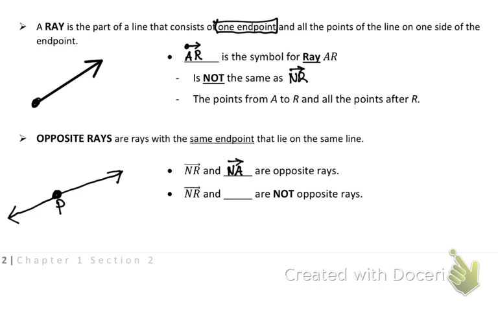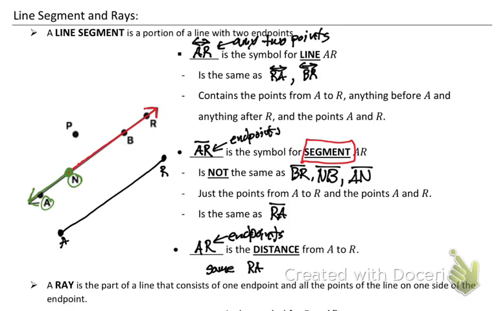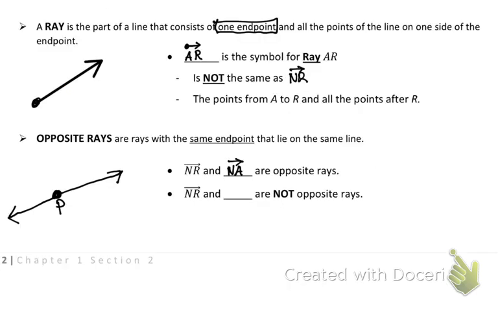I'll note that it has to have the same endpoint. So if you say NR and let's say, I don't know, BA. Let's look at BA. So let's go back real quick. So I have NR and then you tell me BA is an opposite ray. I'm going to say they don't have the same endpoint, so they can't be opposite rays. So an example of something that aren't opposite rays would be NR and BA. Sure, they go in opposite directions, but they do not have the same endpoint.